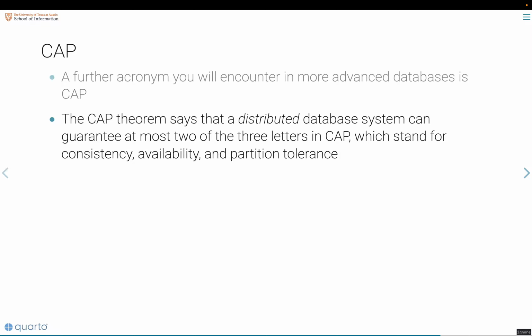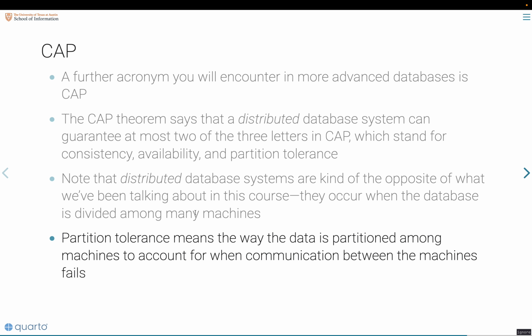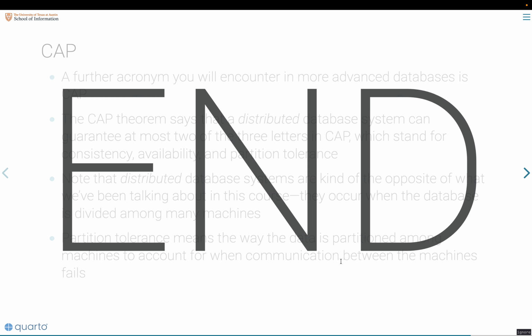So in a distributed database system, we can guarantee only two of the three letters in CAP, which are consistency, availability, and partition tolerance. And these distributed database systems are the opposite of what we've been talking about in this course. They occur when the database is divided among many machines. And partition tolerance means the way the data is partitioned among the various machines that it's on to account for when communication between the machines fails.